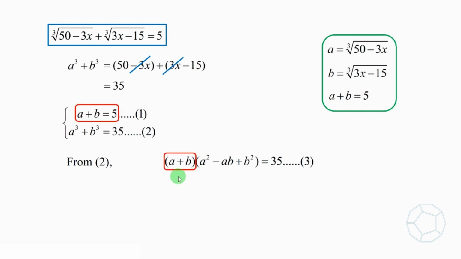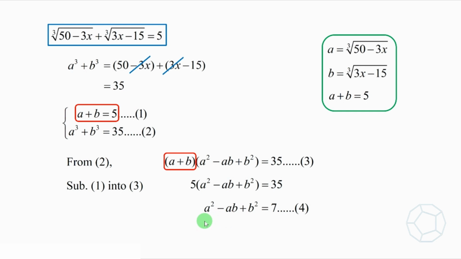The first term is the sum of a and b, which is exactly 5. Put equation 1 into equation 3 and divide 5 on both sides. We'll have a squared minus ab plus b squared is equal to 7. Let's call it equation 4. So the cubic equation is reduced to quadratic. See, using two variables to solve the equation actually makes it easier.